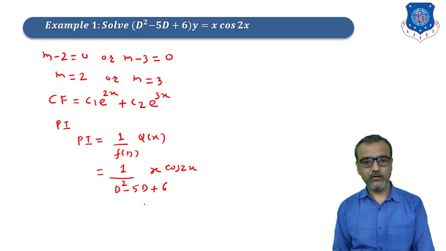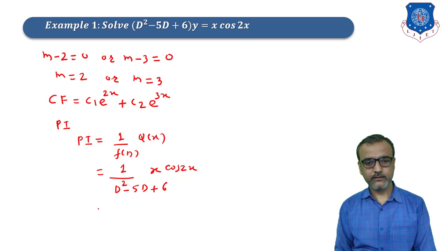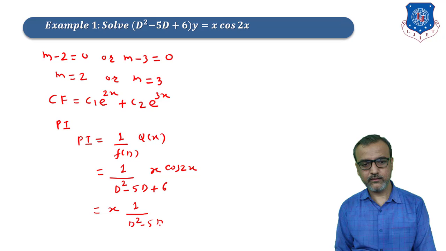Now we will apply the formula of PI as discussed with you, that is, x will be as it is, into 1 upon f of D, and f of D is D square minus 5D plus 6, into v, and v in this case is cos 2x, then after the minus sign.